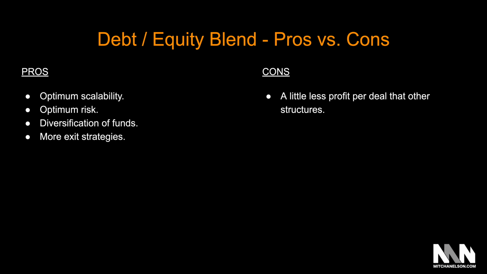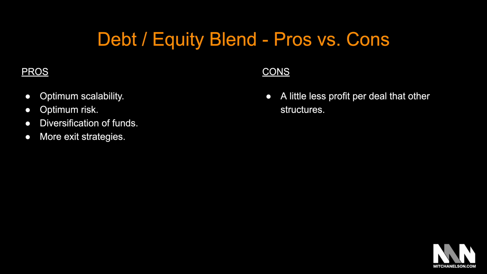Now, let's talk about some other things, pros versus cons. A few pros to the debt equity blend. So we can optimize scalability. When you use only an equity partner to structure a deal, in the case of our example deal, you're going to need $300,000 to go do that deal. Now, granted, you each make 30 grand, right? And you don't have to worry and fuss with a debt partner. So you're going to make a little bit more money, about $8,000 maybe more on this individual property.